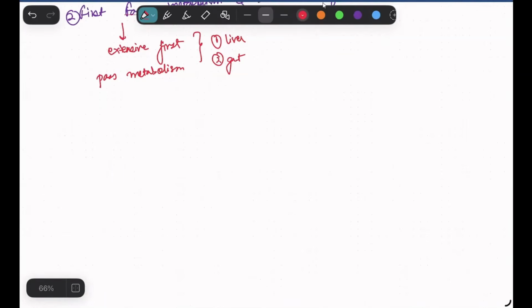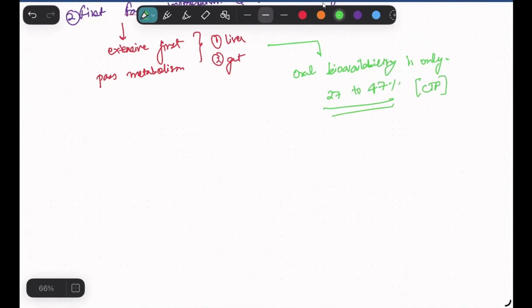And because of the extensive first pass metabolism, what happens? Its oral bioavailability is only how much? 27 to 47%. Given in CTP, you can go and read from there. So even though it is taken orally, only a fraction reaches the systemic circulation because a significant amount is metabolized before reaching it.